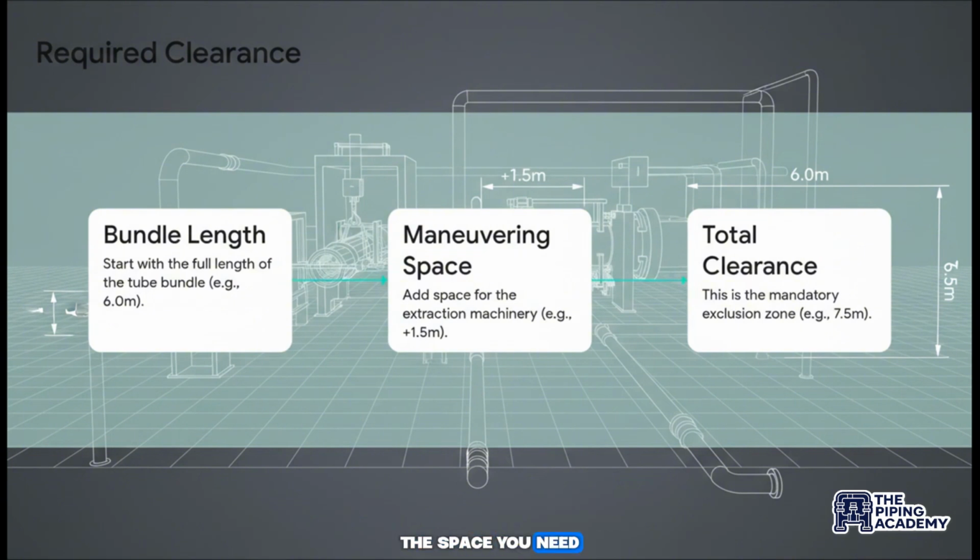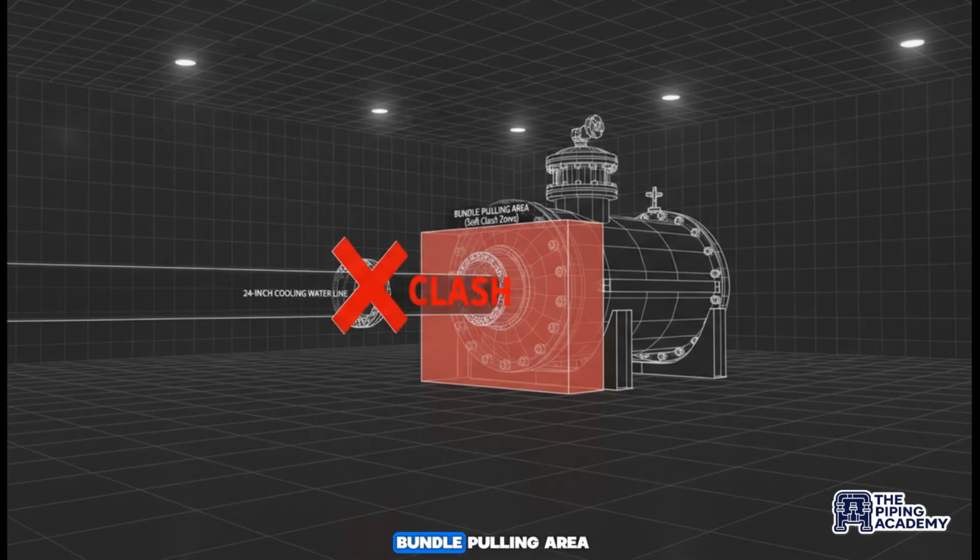So here's the crucial point. The space you need isn't just the length of the bundle itself. If the bundle is 6 meters long, yeah, you need at least that much empty space in front of the channel head. But in reality, you actually need more. You usually need the bundle length plus an extra 1.5 meters or so, just to give the extraction machinery room to maneuver. We call this the bundle pulling area. In your 3D design model, you have to treat this space like a solid block of steel, a digital keep-out zone.